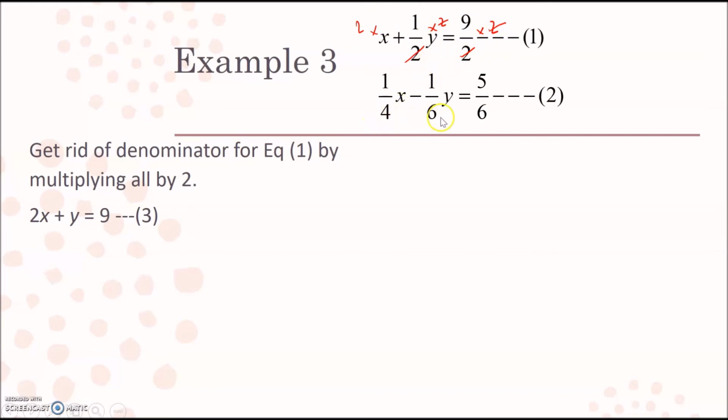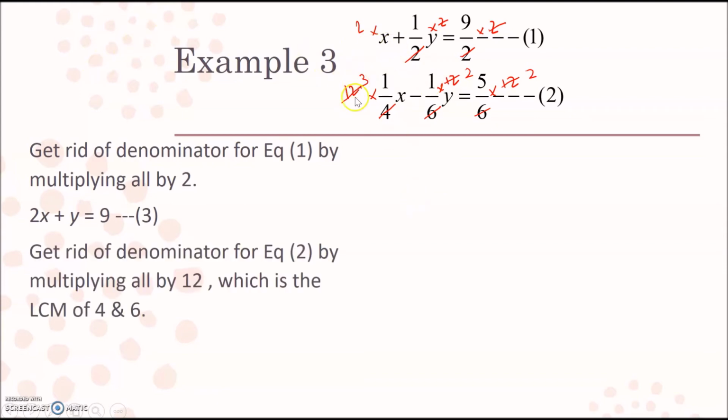Now, 4 and 6, the LCM is not 24, it's actually 12. So I'm actually going to do times 12 to everybody. Okay, times 12. So you notice that 4 and 12, I will get 3. 6 and 12 here, I can divide out. And this is what I have. So from here, I will have 3x. And this one here will give me minus 2y. And 5 times 2 will give me 10. So I have equation 3 and equation 4 without any denominators.